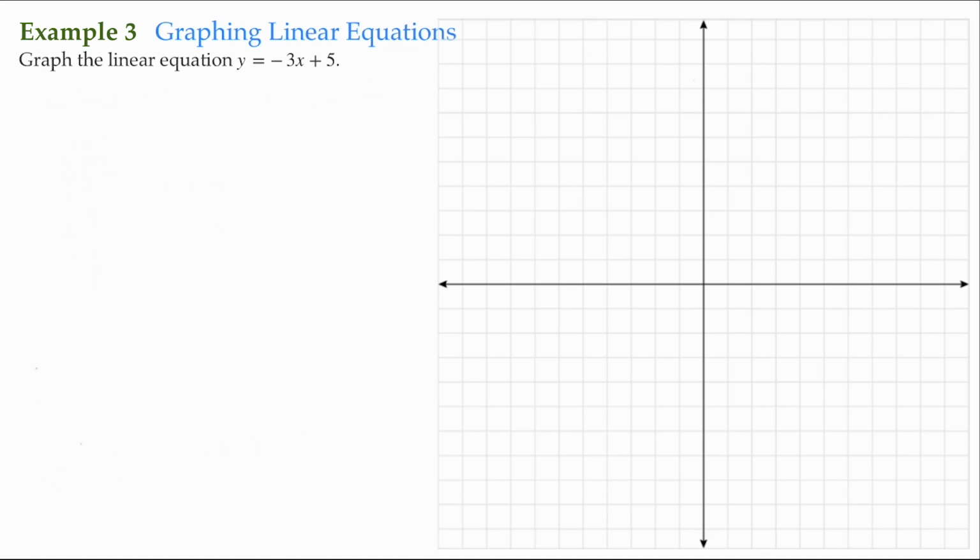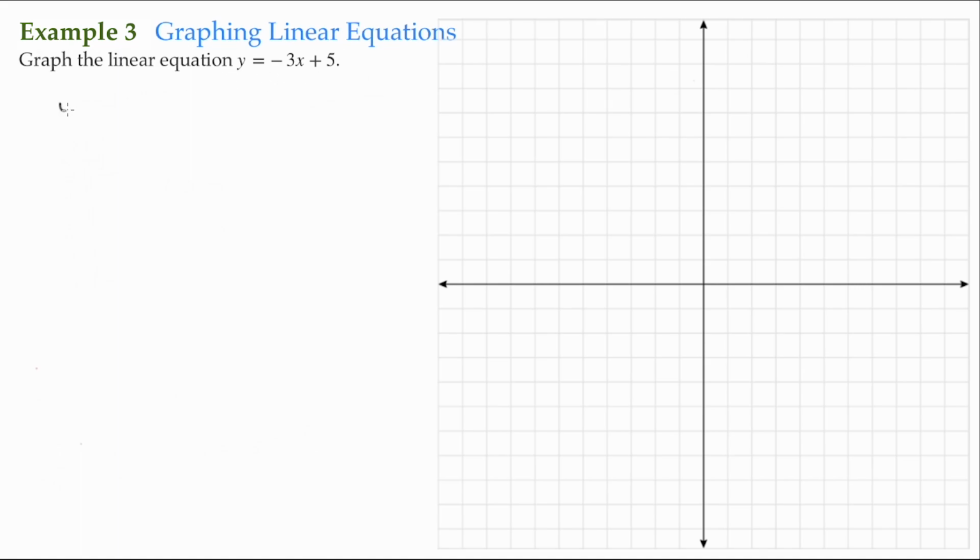So for this problem, we're going to be graphing linear equations. For this particular equation, graph the linear equation y is equal to negative 3x plus 5. And I have a coordinate system here. So hopefully you have some sort of grid paper or graphing paper. It'll help make your work cleaner and easier to work with. So I'm just going to write this down.